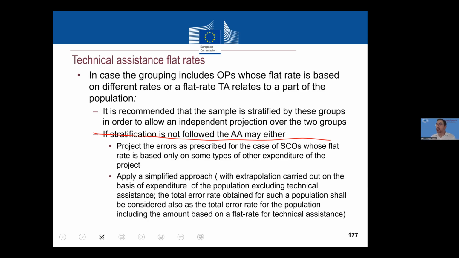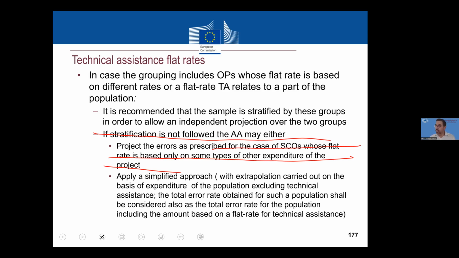And in this case, what we suggest is that you project the errors as prescribed for the case of simplified cost options, whose flat rate depends only on some types of the expenditure of the project. So for each real cost item individually, you enlarge it by the corresponding flat rate if that flat rate is applicable to that item. This is an option.